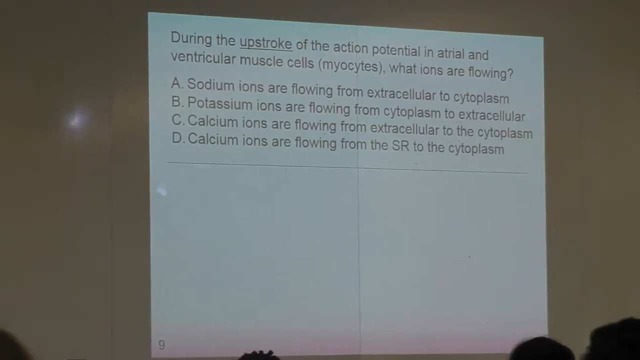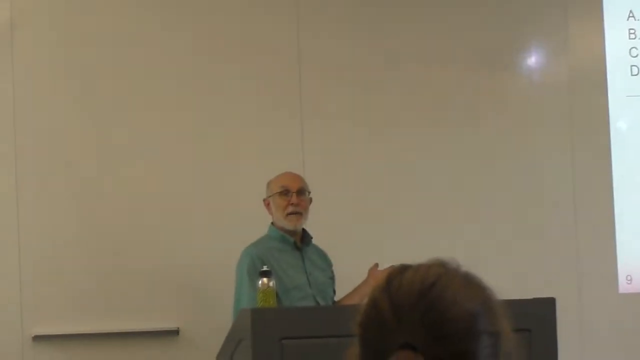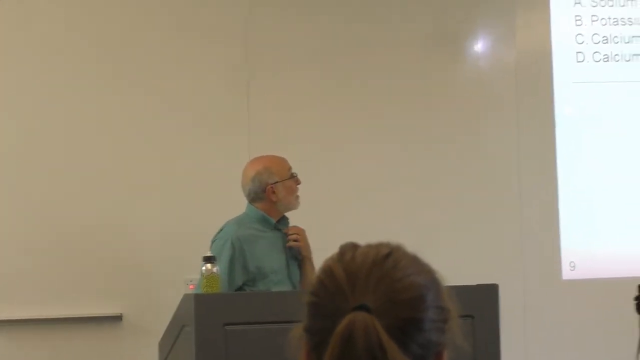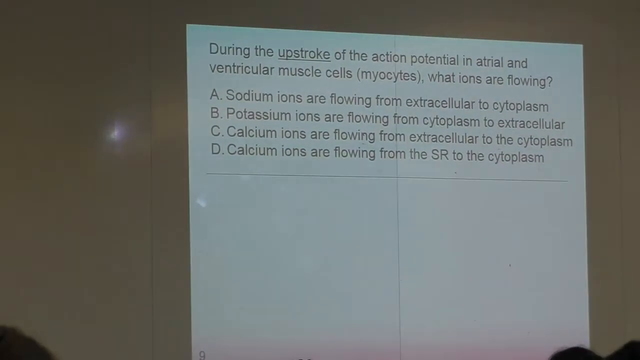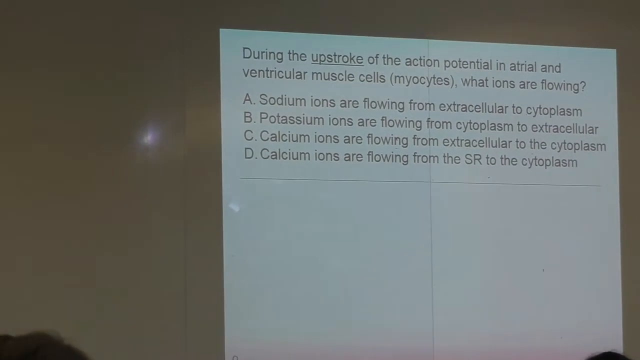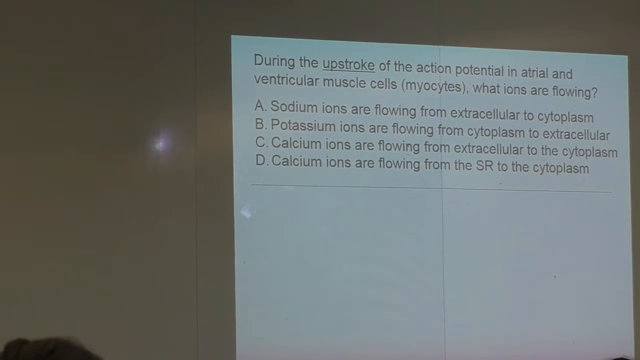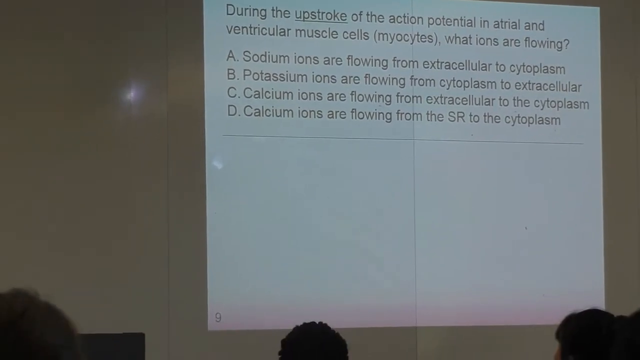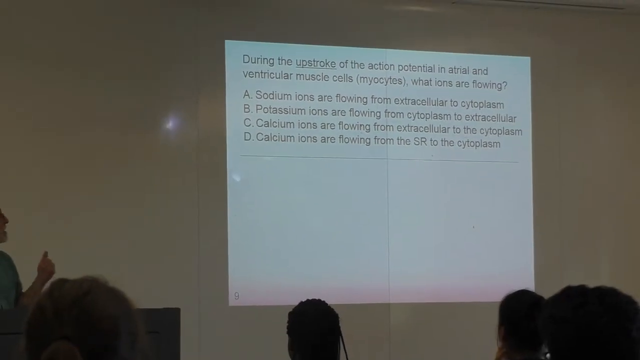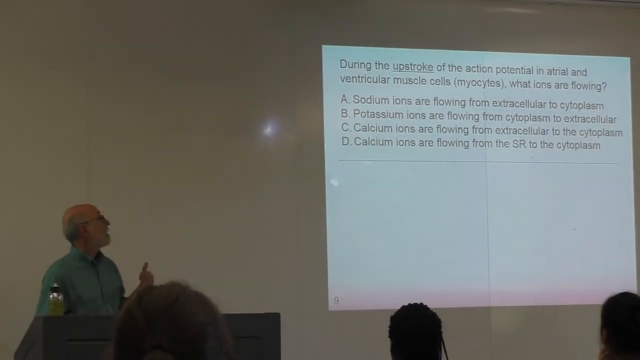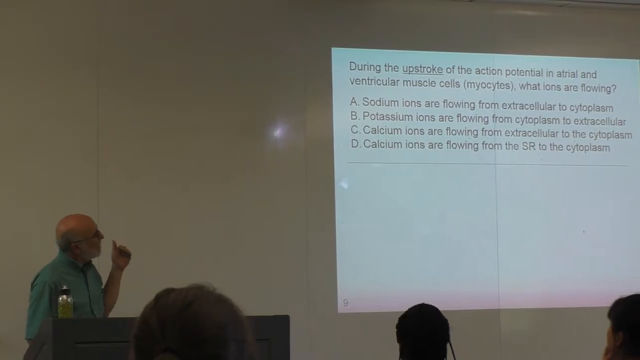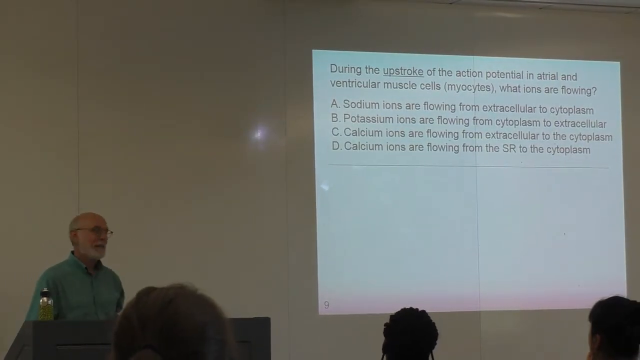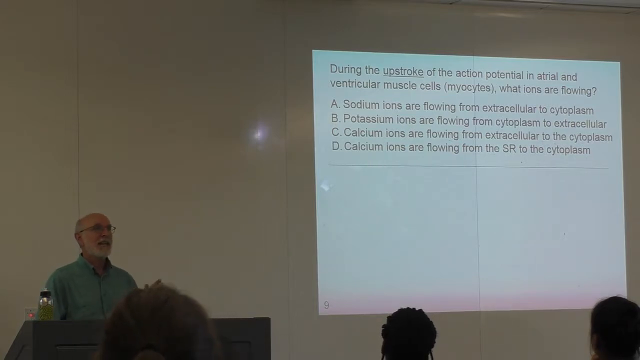So, is A true? Is A a correct statement? Yes. Is B a correct statement? Never. If there were potassium channels open, which there are not very many of, potassium would be flowing from... oh yeah, okay. I could make this work. So B is a possibly correct answer, but it isn't.